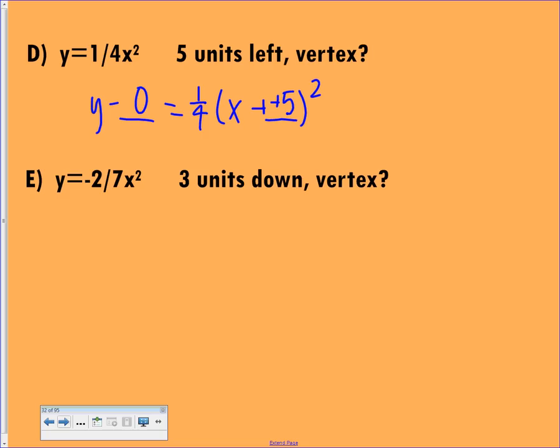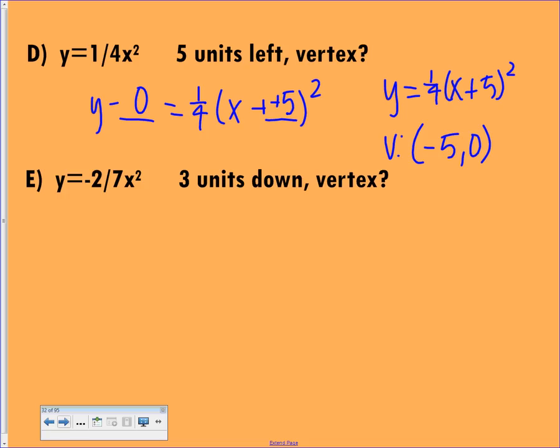Okay, that could also just be written as y equals 1/4 x plus 5 squared. You don't have to have the plus or minus 0 on the left side. If it helps you to keep things in mind, then maybe you want to plug it there. So if we're thinking about plugging it 5 units left, what is my vertex? Well, 5 units left would be a -5, and I never moved it up or down, so then I would have my vertex at -5, 0.